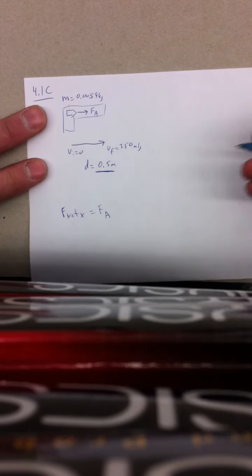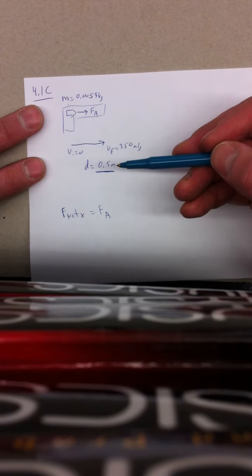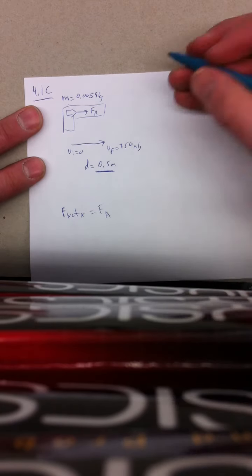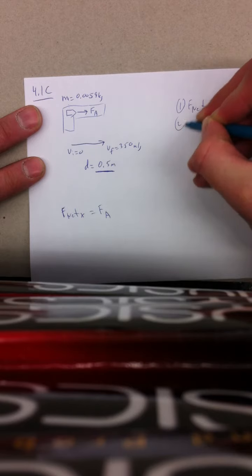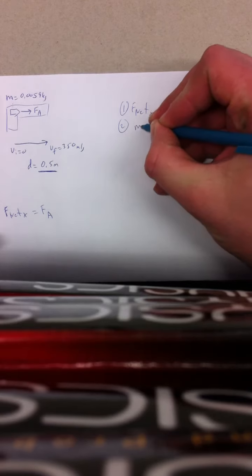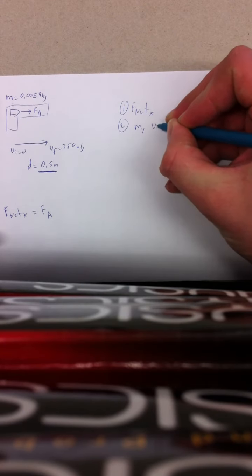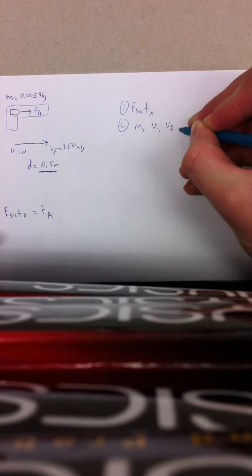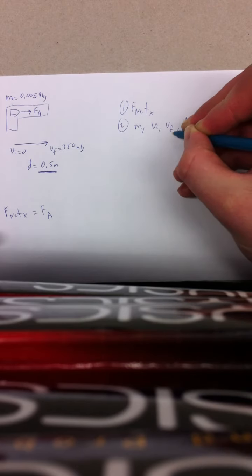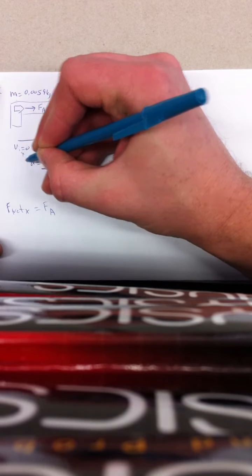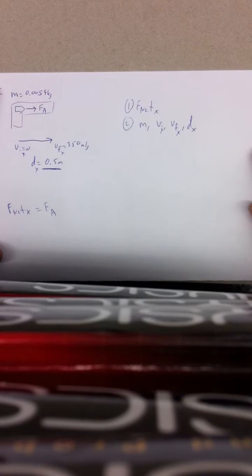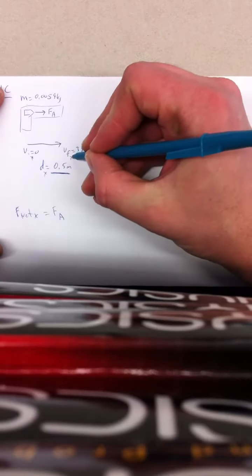Now, the question wants us to figure out what the force is, so we're just solving for F. Step number one, solving for F net, or F applied, whatever, same thing in this case. Number two, what are our givens? Mass, initial velocity, final velocity, and distance. We can make these all x's to understand the fact that it's only moving horizontally. There's no mention of any vertical motion or any vertical forces, so we assume it's in equilibrium.